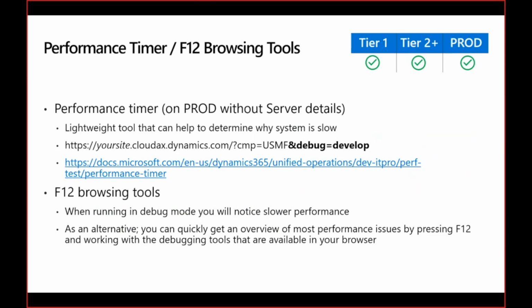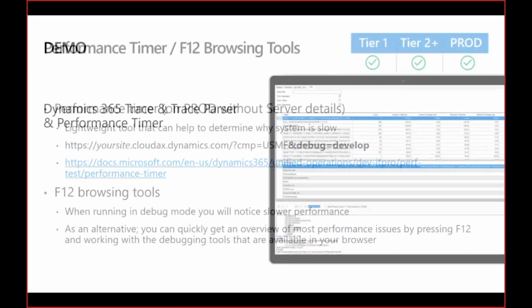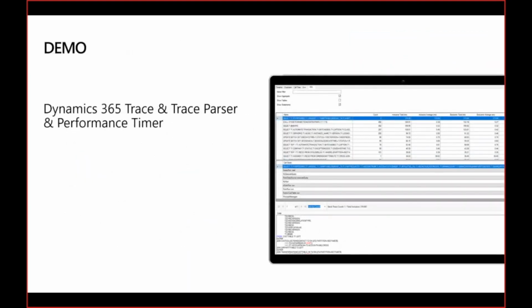The F12 browsing tools can also help if you're running in debug mode, you can still use on top of that the F12 browsing tools. And it could also give you a good idea on where time is spent, and also show the network package speed over the line, for example. So now Markus will demonstrate the tracing, the trace parser tool, and very quickly, I think, the perf timer. So Markus, to you. Thank you.